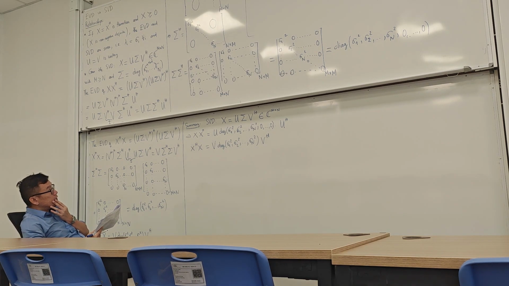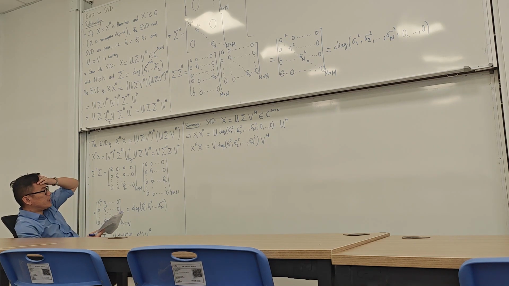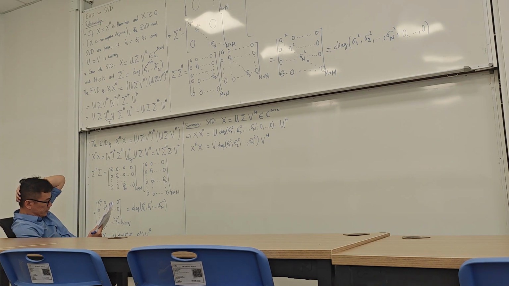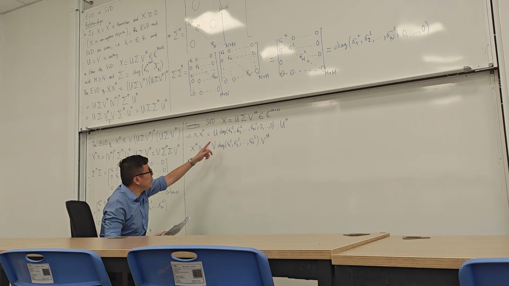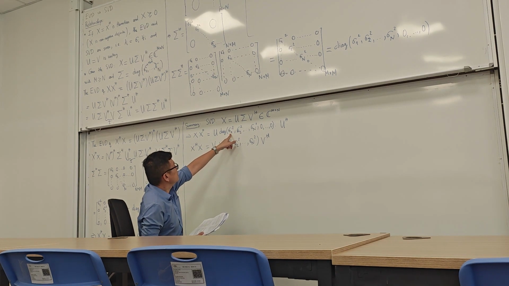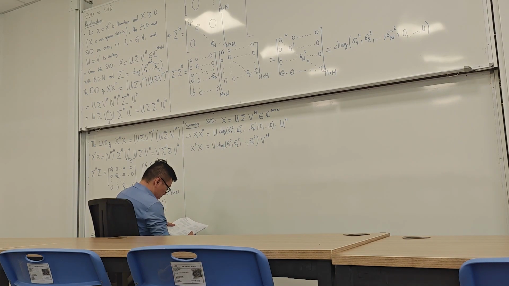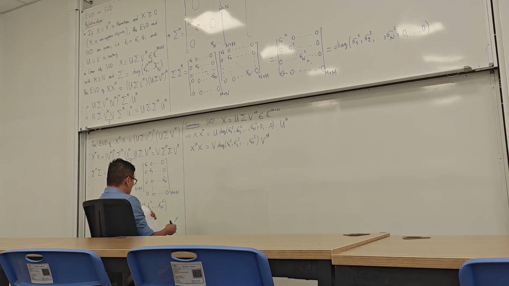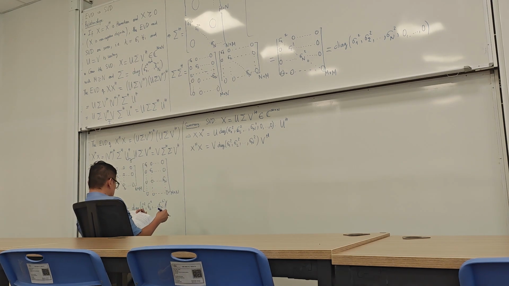Just give me one second, everyone. So here you see sigma 1 square. From here we can also learn something. This is a relationship only.